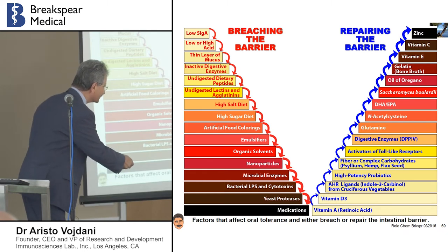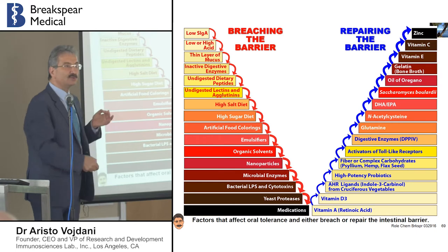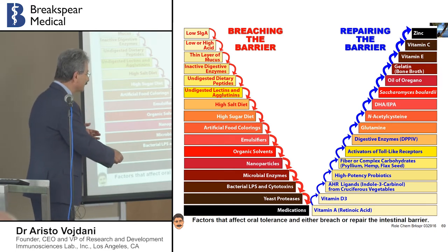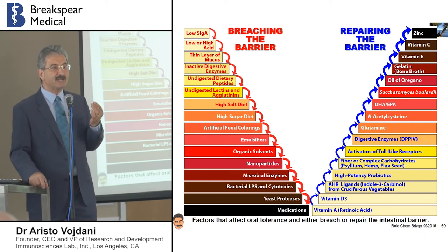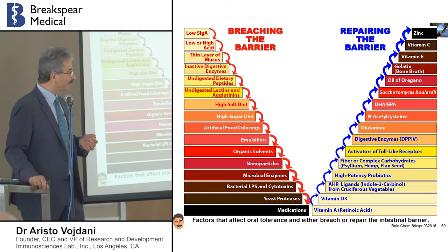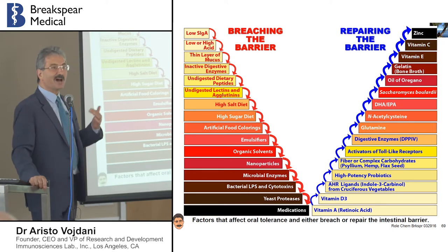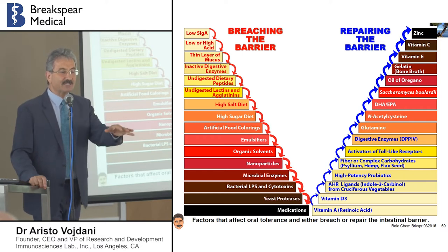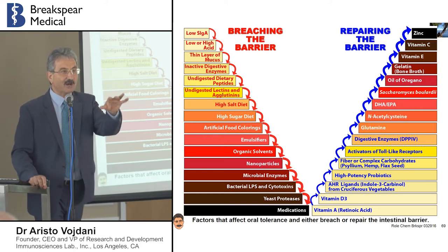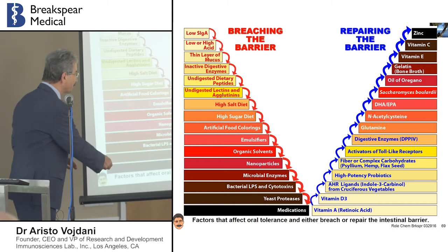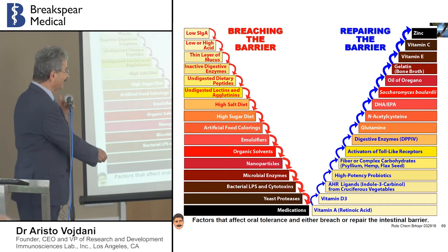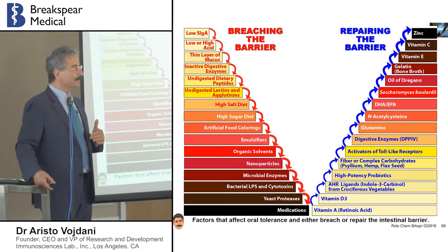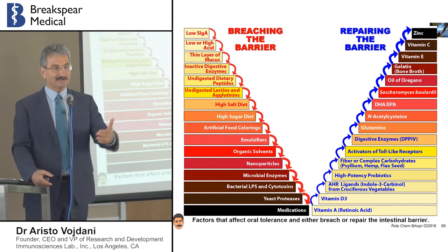AHR ligands. In here, it's written indole-3-carbinol. What is that? There are certain foods, such as cruciferous vegetables, that contain AHR ligands. T-reg cells also have receptors for AHR ligands. That's why it's so important, in addition to vitamin A and vitamin D, to take cruciferous vegetables.